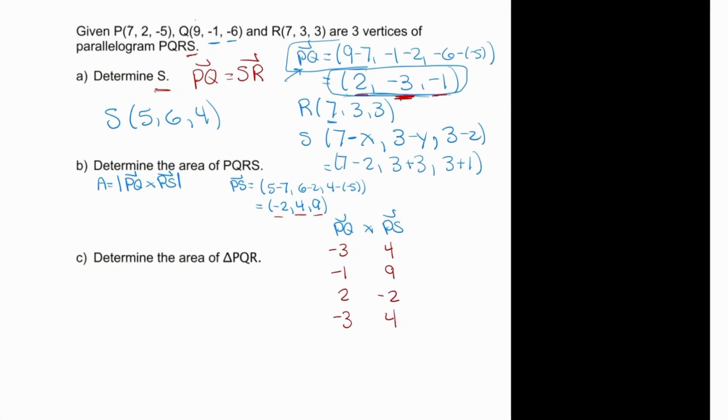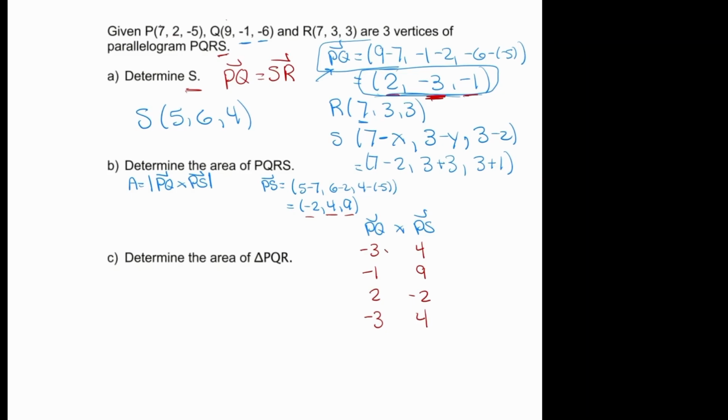And now I am going to cross these. So my X value will be, I'm going to do it down here. Okay, my X value will be -3 times 9 is -27.